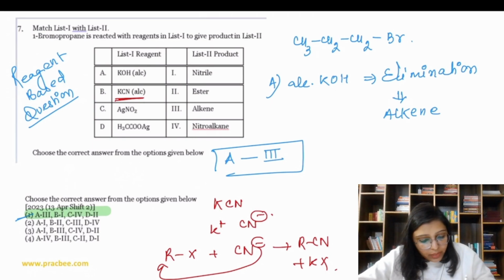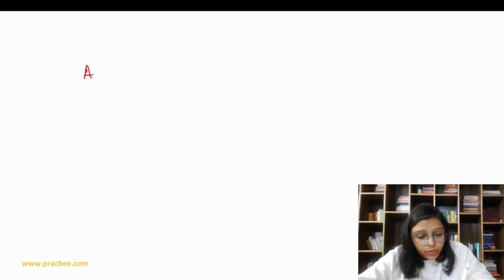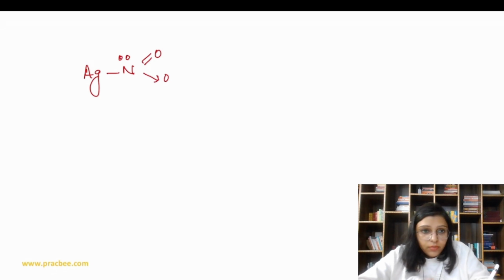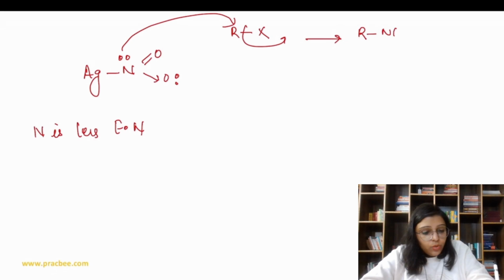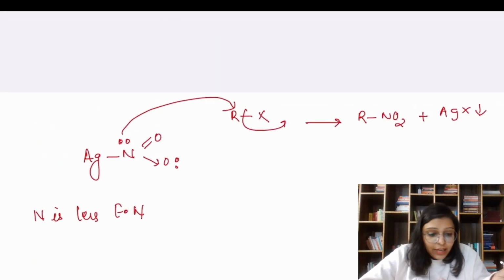Okay. So B can be matched with first. Now we have AgNO2. Here we have nitrogen with a lone pair, and we also have a lone pair on oxygen. Nitrogen is less electronegative, so it is going to act as the nucleophile. It attacks, X leaves, so we get RNO2 plus AgX. Okay? So we get nitroalkane.